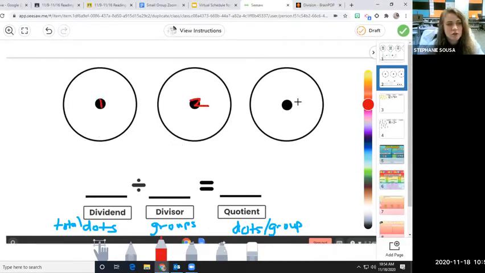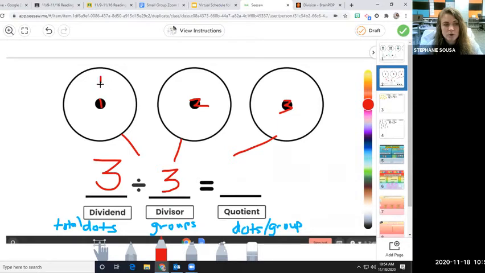1, 2, 3. So our dividend is a 3. The divisor is the total number of groups. There are 1, 2, 3 groups. So our divisor is also 3. Your quotient is the number of dots in each group. There's 1 in this group, there's 1 in this group, there's 1 in this group. So 3 divided by 3 equals 1.